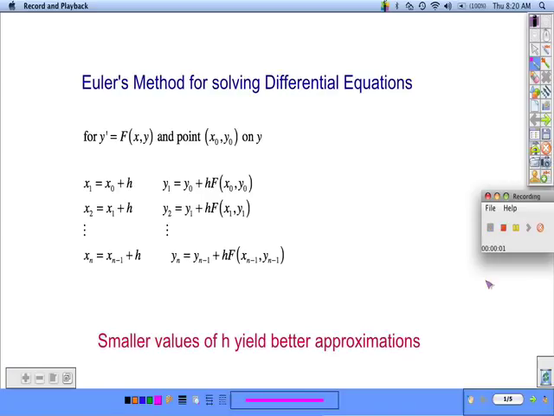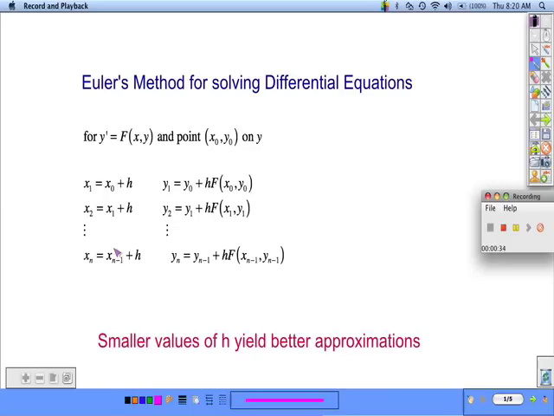This section we're going to look at Euler's method for solving differential equations as well as review separable differential equations. So this is Euler's method, and Euler's method is saying that if we have some function for the derivative, so y prime is equal to some function of x and y, and we're given a starting point, we can go through an iterative process to approximate what the solution to that differential equation is going to be.